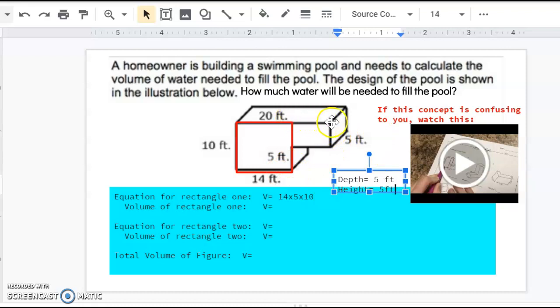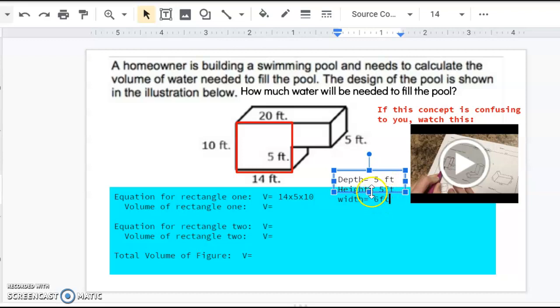And now we just have to figure out how wide it is. So from here to here, how far is that? Well, when we look down, we know that this entire thing is 20 feet, but when we look down, we know from here to here is 14 feet. So if we subtract 14 feet from 20 feet, we get what's left over here. So that would actually be 6 feet. So the width is actually 6 feet.